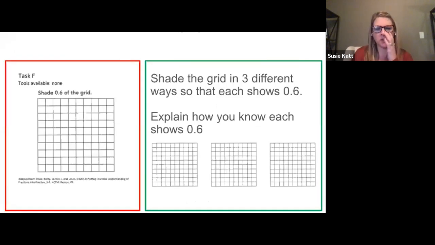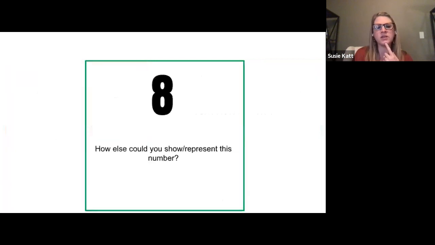A couple other quick examples, and I'm going to move through this part quickly because I want you to have some time to talk in the next parts. Here's another example. Shade 6/10 on the grid, a very count and color activity. It doesn't take a lot of student thinking. They have to know, oh gosh, I have to do 6 of those lines, and they've got it. But when you change it ever so slightly, shade the grid in 3 different ways to show 6/10 and explain how you know each of those is 6/10, that's where the conversation comes up. There's a little bit of struggle, right? They really have to think and get into that deeper idea of place value.